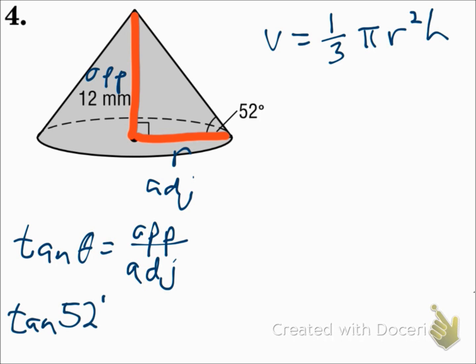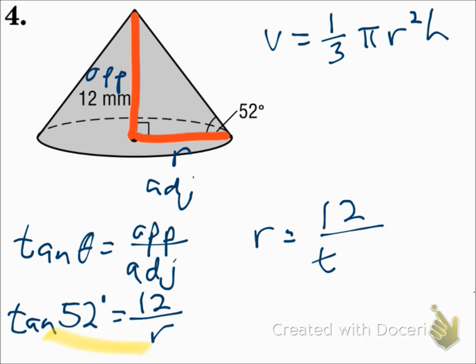Theta is 52 degrees. Opposite is 12. And adjacent is your radius. And remember, when the variable is in the denominator, you can switch it out with the other side of the equation. So r moves to the other side, and tangent 52 moves to the denominator. So the radius is about 9.375. So that's what I'll substitute in.